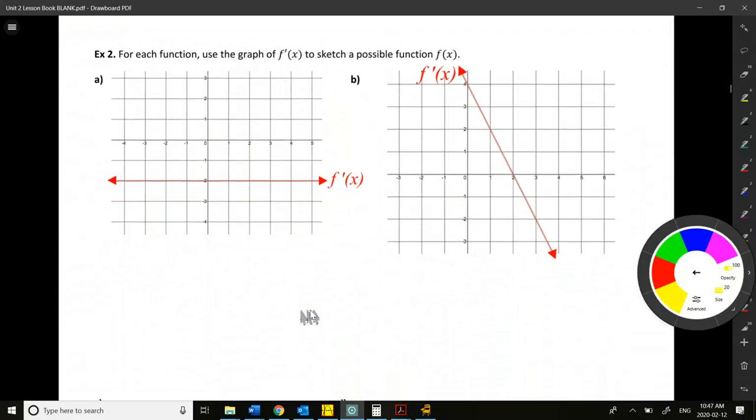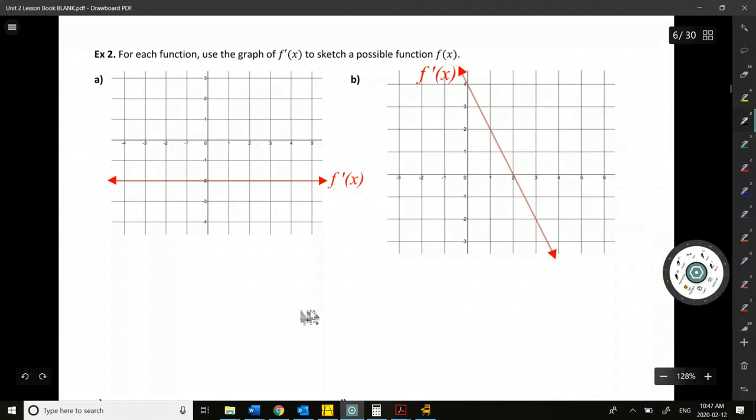Okay, so we're going to do kind of the opposite now. We're going to look at the graph of the derivative and sketch some possible functions for f at x. We've done some of this before, a little bit in our first unit, but we're going to see if we can expand our knowledge now that we know about positive and negative for the first derivative. So our derivative is basically equal to 2 everywhere.